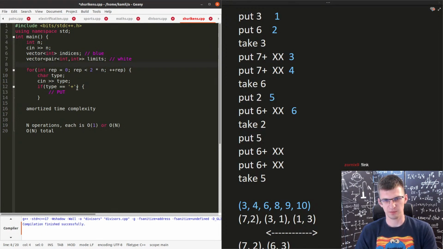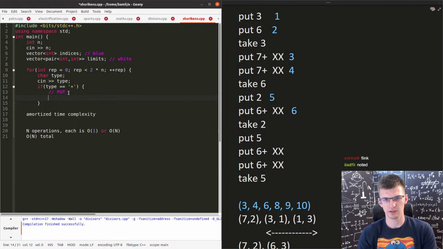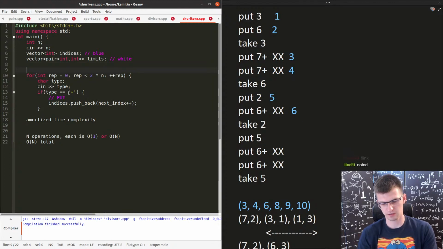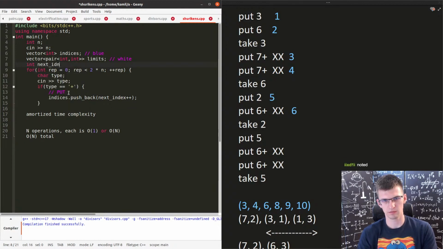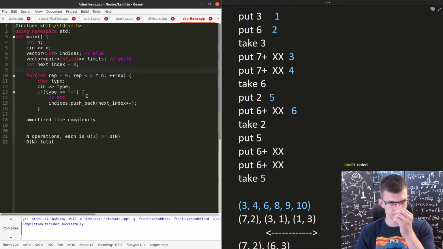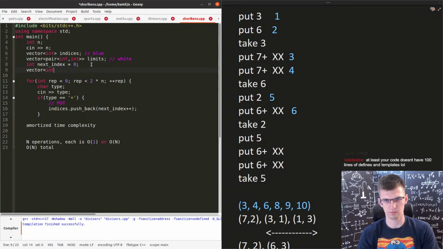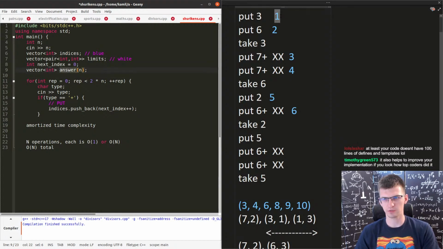Anyway, first it's empty. For put, this is pushback. Next index. Actually, I prefer 0, I guess. Make it from 0 to n minus 1. We will use blue indices to fill answer. So actually this is 0, then 1, and so on.